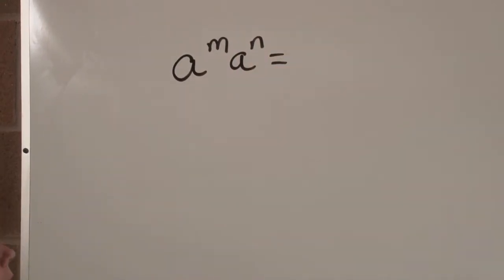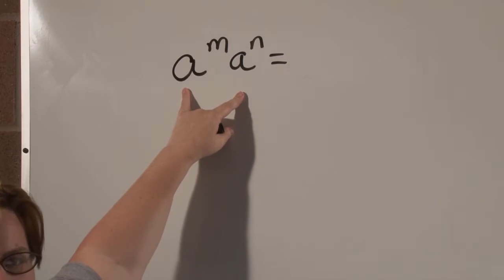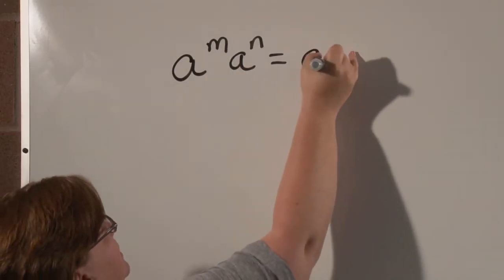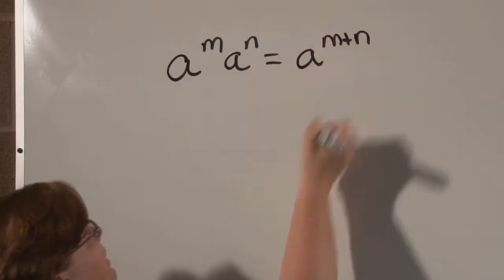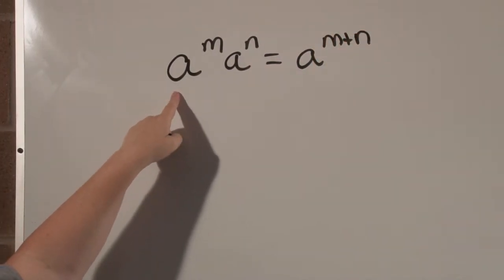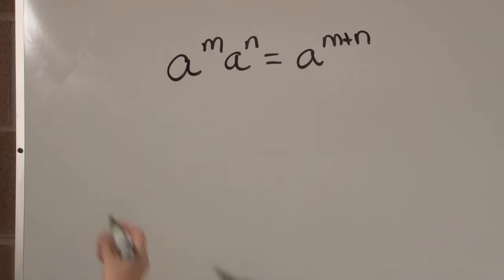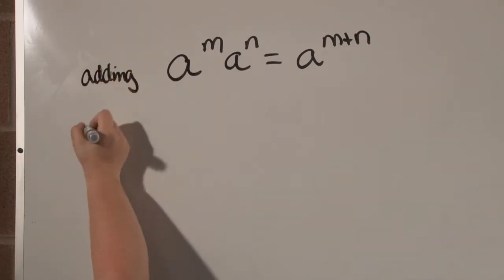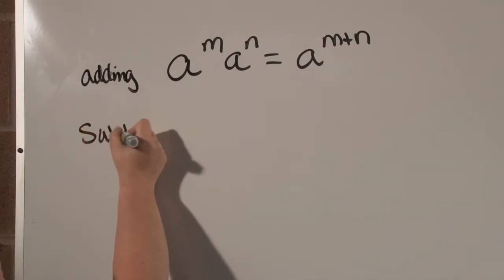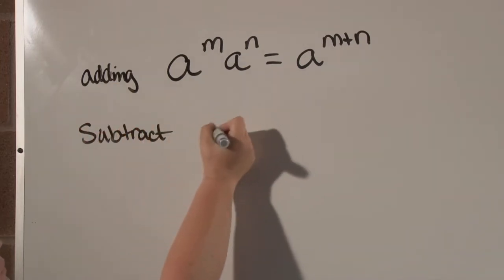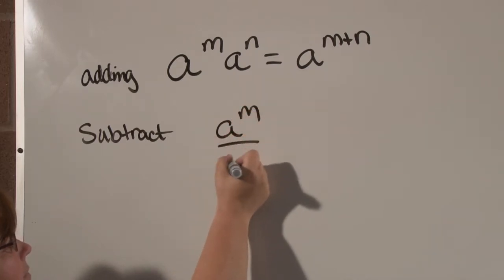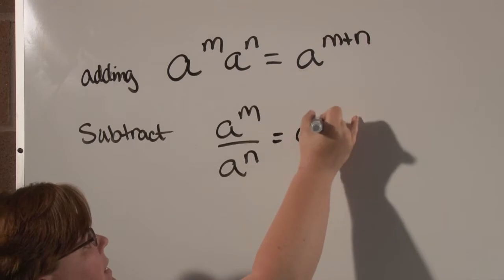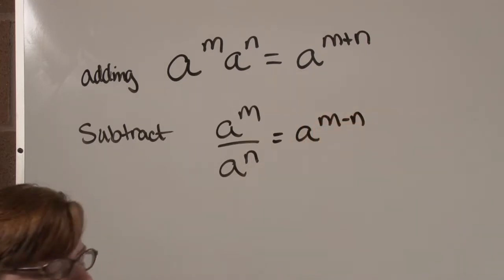And if we have two expressions that have the same base, we can add those exponents. So this is a to the m plus n. And a is just a generic term for any kind of expression, as well as m and n. So that's the adding. We can subtract if we have a to the m divided by a to the n. This then becomes a to the m minus n.